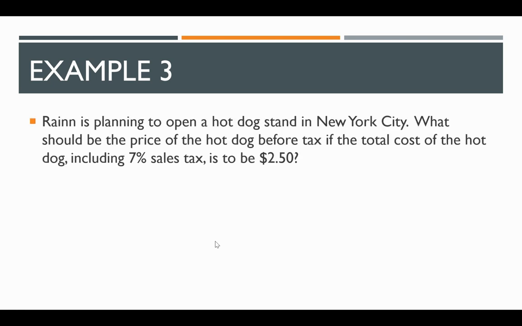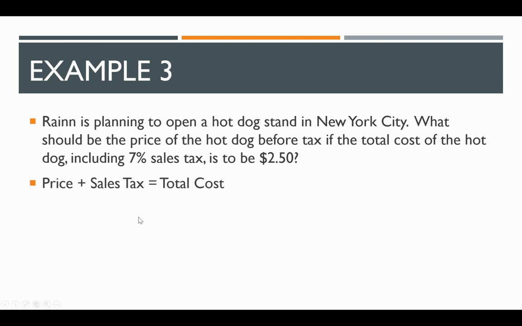Third example, Ryan is planning to open a hot dog stand in New York City. Good luck, Ryan. What should be the price of a hot dog before tax if the total cost of the hot dog, including the 7% sales tax, wow, is to be $2.50? This is like when you go to the concession stand and you say, okay, I'd like a cheeseburger, and they say that'll be $5. Well, that $5 theoretically should include the 5.5% sales tax in Wisconsin. So in New York, it's a 7%. So he's trying to get it down to a nice round number so that he can charge the appropriate amount.